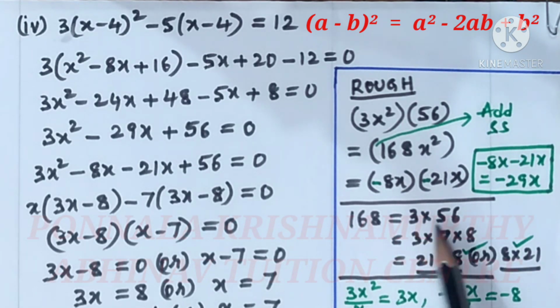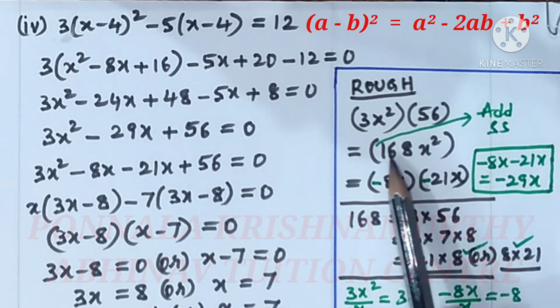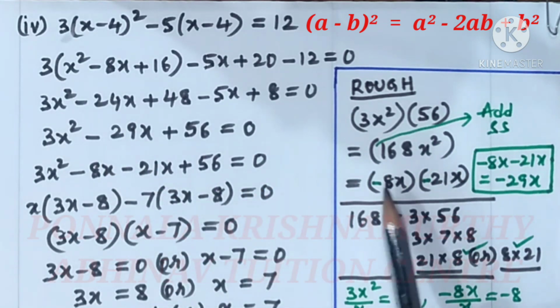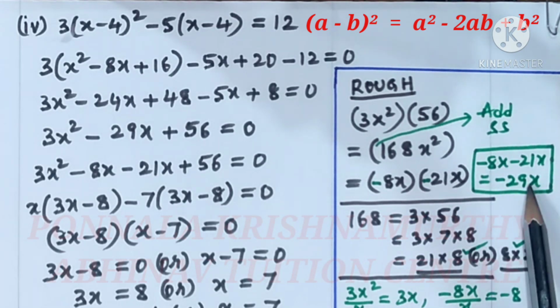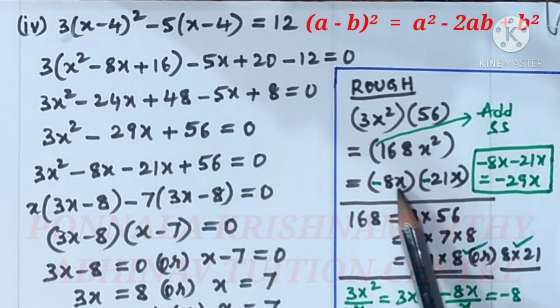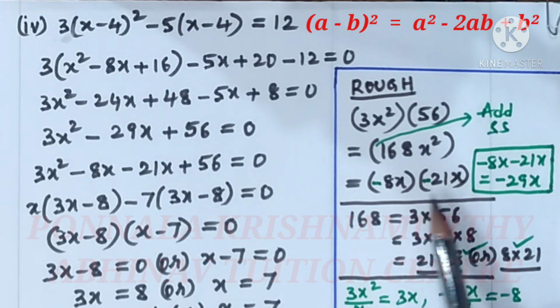Factors for 168: 3 into 56. And 56 can be written as 7 into 8. So now 3 into 7 is 21, 21 into 8 or 8 into 21. 8 plus 21 is 29 and 8 into 21 is 168. Since we need same signs and since we have minus here, both are negatives. Minus 8x minus 21x is minus 29x, tallied here, checked. And minus into minus is plus, 8 into 21 is 168, x into x is x square. So here also we check, tallied.